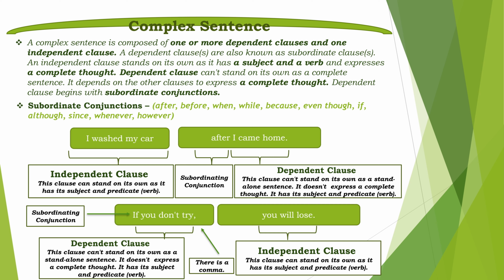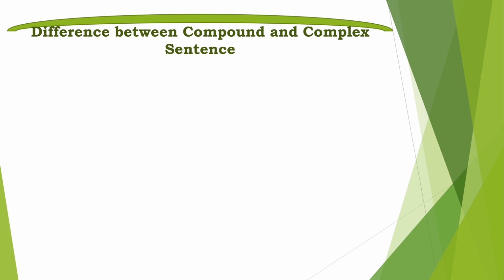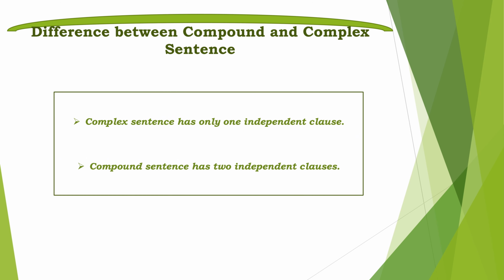Let's end our session by discussing the difference between compound and complex sentences. A complex sentence has only one independent clause. It can have one or more subordinate clauses. A compound sentence has two independent clauses. That means we have two simple sentences, or we can say two independent clauses, combined with the help of a coordinating conjunction.